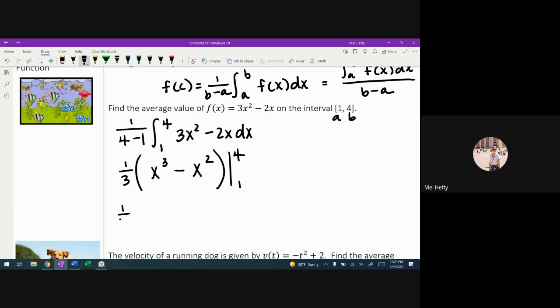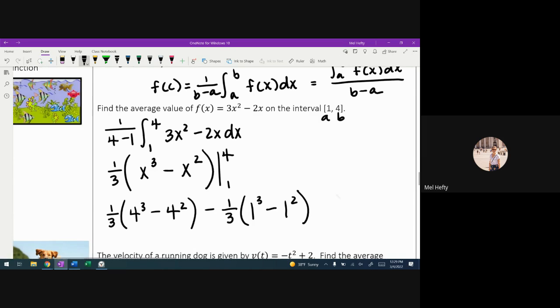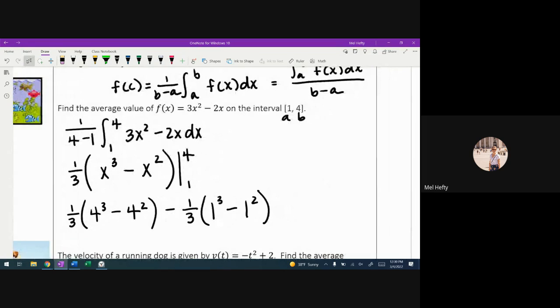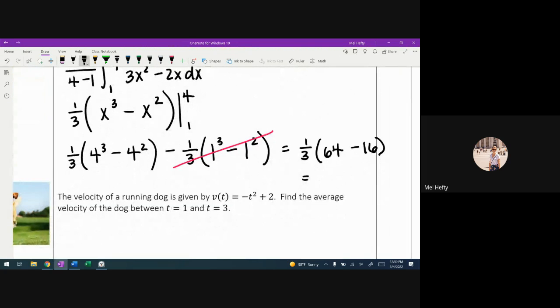All right. So 1/3. Which bound goes in first? 4. So we have 4 cubed minus 4 squared. Then 1 cubed minus 1 squared. Ooh, that's convenient. What is 1 cubed minus 1 squared? Thrilling. All right, anyone happen to know what 4 cubed is? 64 minus, I know that's 16. What is 64 minus 16? Is it 48? I want it to be 48 because that's divisible by 3.